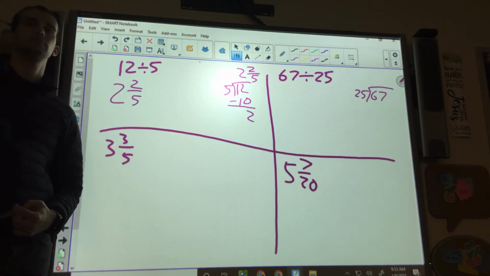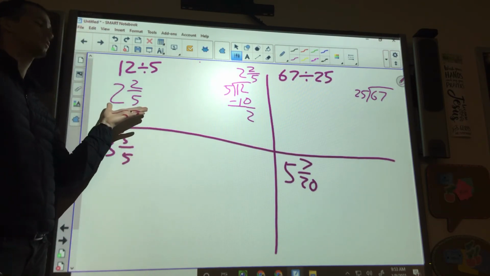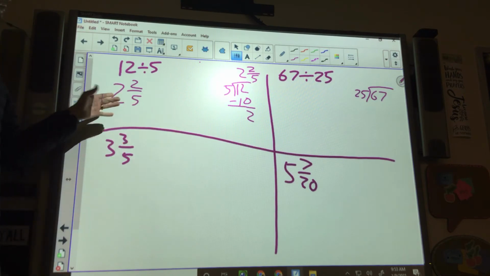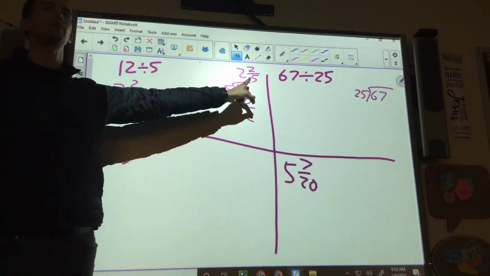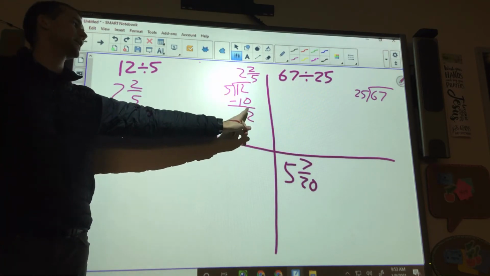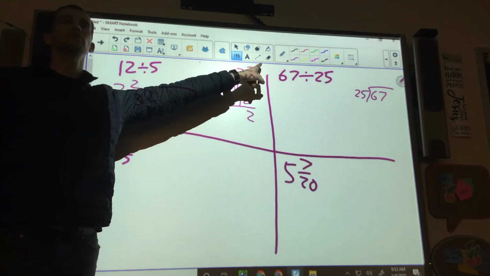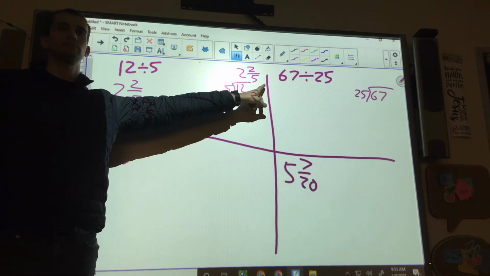Okay, what do we got? Can anyone help me with this one? I think you should do, just a second, 12 divided by 5. 5 goes into 12 how many times? 2. 2 times 5 is 10. Subtract, you get 2. You have 2 left over, 5 on the bottom.